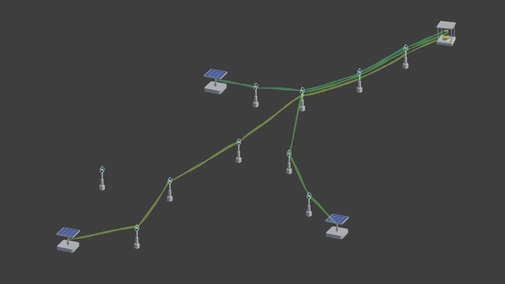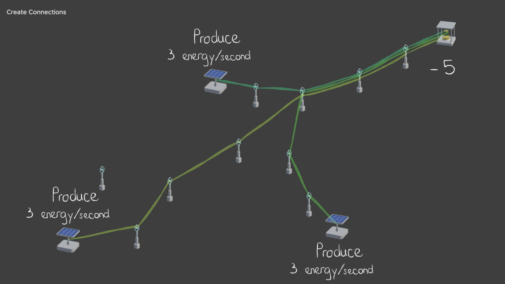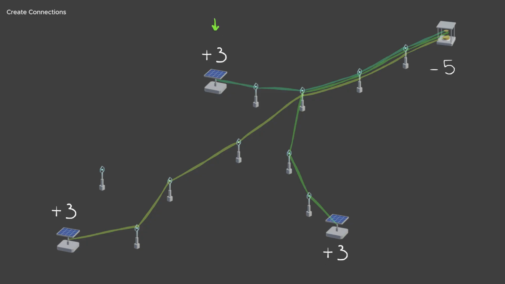Now, we can provide energy to the user through these paths. Let's say the user is demanding 5 energy per second. To meet this demand, we activate the shortest possible path and draw energy from the source. For this demonstration, each source produces 3 energy per second. First, we draw 3 energy per second from the closest source. This depletes its energy production, so the path connecting this source to the user becomes active.